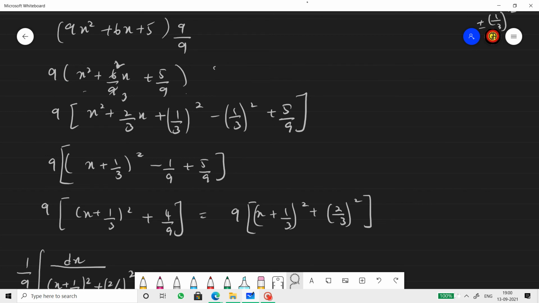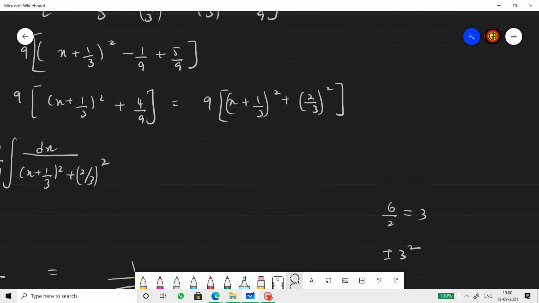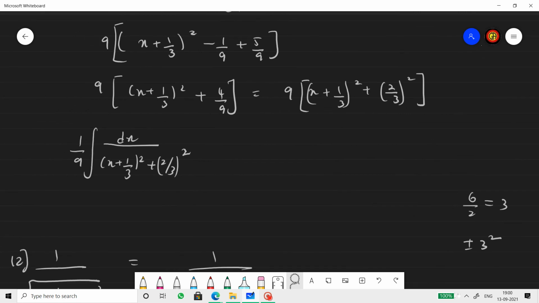Now 9 into a square plus 2ab plus b square, which is a plus b the whole square. The remaining numbers are simplified and they come to this form. Insert this back into the question. We get 1 by 9 dx by x plus 1 by 3 the whole square plus 2 by 3. Now take t as x plus 1 by 3, apply the formula and get the answer.